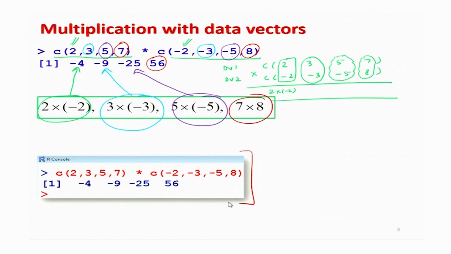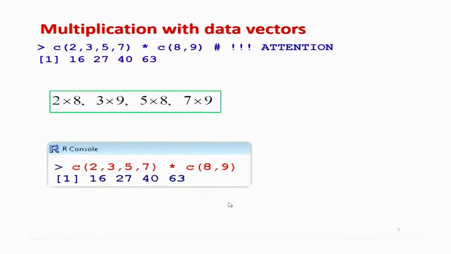Now, in case I take a similar example, where I choose two data vectors, in which the first data vector has 4 elements and the second data vector has 2 elements, which is an exact multiple of the length of the longer data vector.